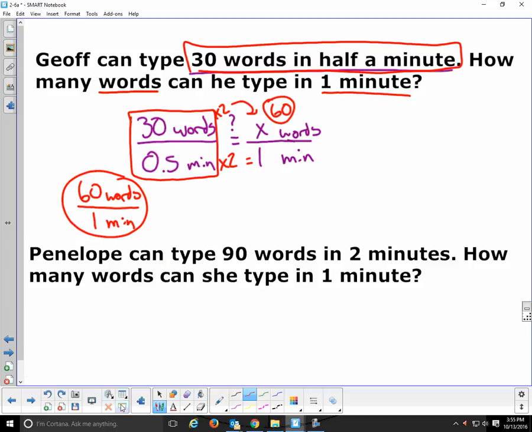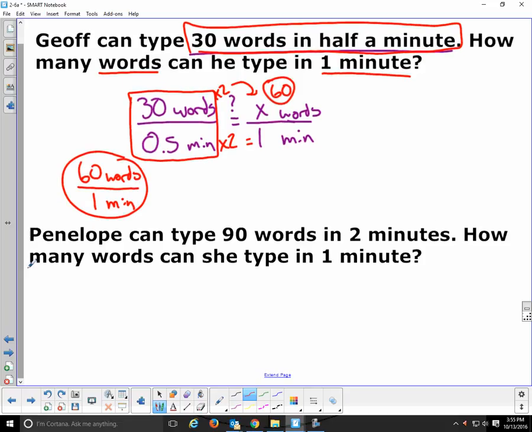I'd like you to try this one about Penelope. Penelope can type 90 words in 2 minutes. How many words can she type in 1 minute? Don't just write the answer, because I'm going to expect you to be able to show me how you got your answer on a test. Even if you can figure it out in your head, being able to express how you got that answer in your head might even be harder than figuring out the answer. But try it on your own.